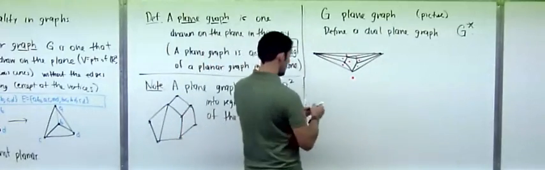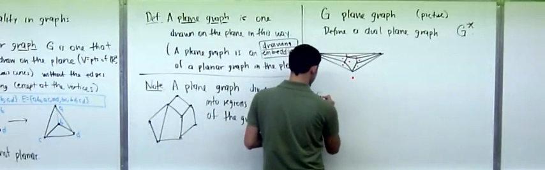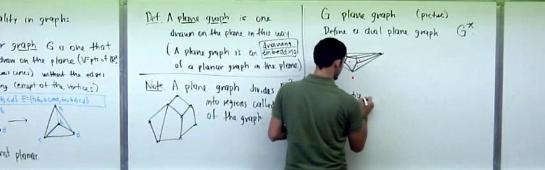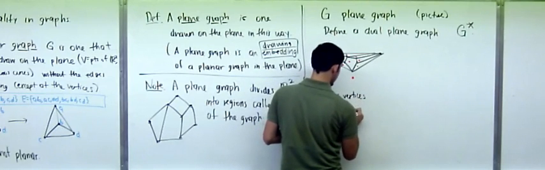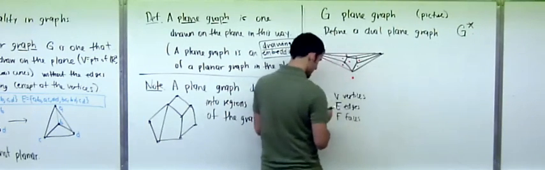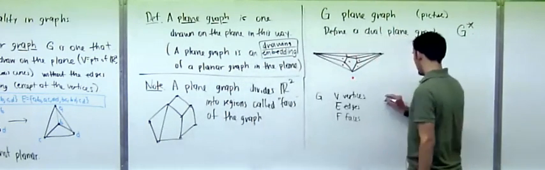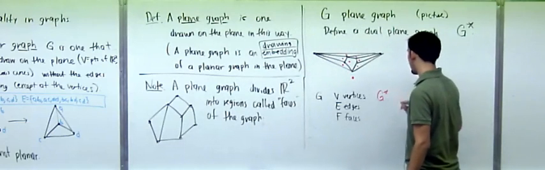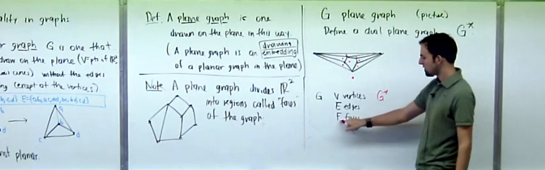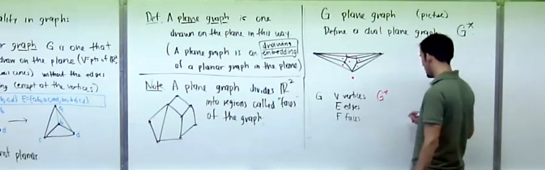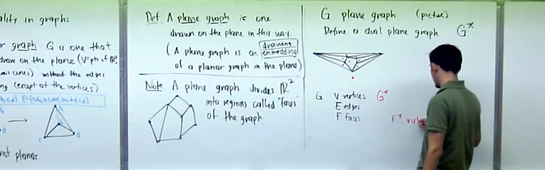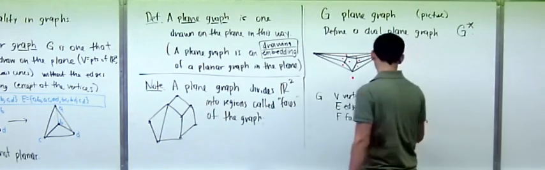So let's say that G has vertices V, edges E, and faces F. My new plane graph G star is going to have as vertices basically the faces of this guy. Okay? So I'm going to call this F star, and these are going to be the vertices of my graph G star.